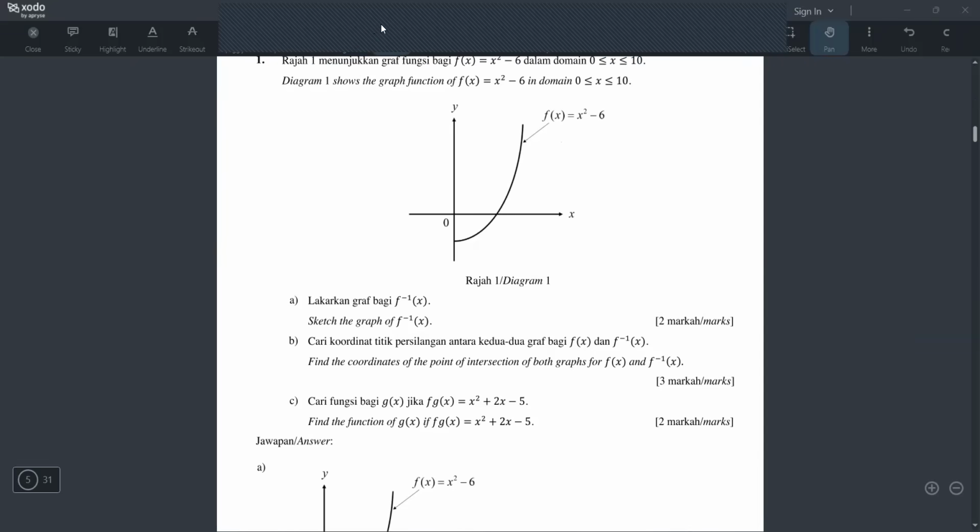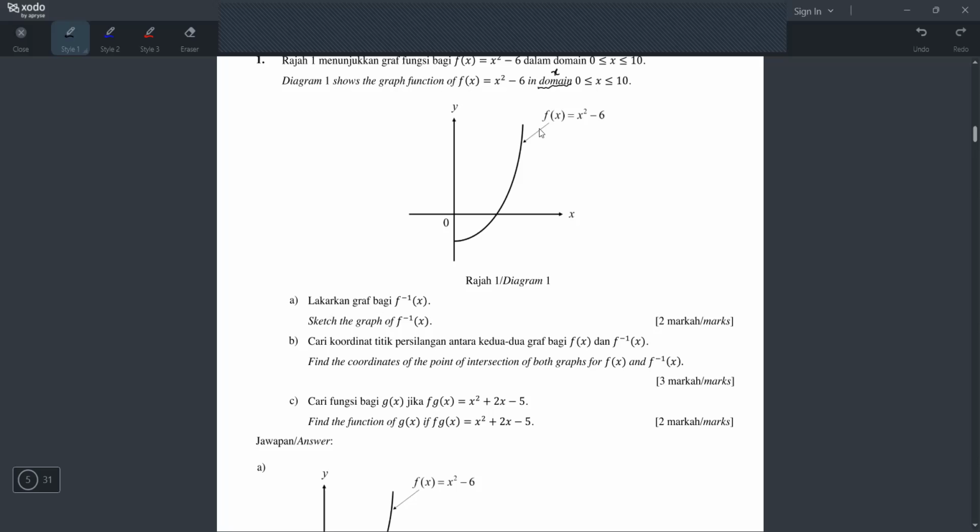Okay, this is question number 1. Okay, let's read the question. Diagram 1 shows a graph of the function f(x) equals x squared minus 6 in the domain x between 0 and 10. This is the symbol for in between. Okay, what is domain? Domain means x, or you can say the object. So domain means the x-axis.